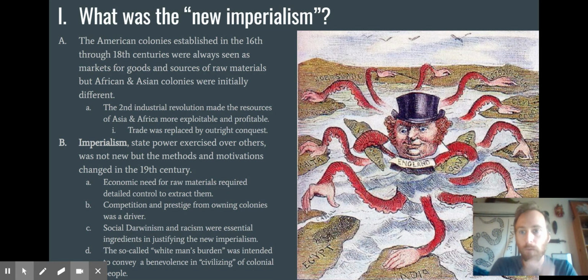The biggest difference with new imperialism is effectively that it became easier to imperialize around the rest of the world than it was in the colonial era in the United States, for example. So there are basically four different motivators or kind of definitions that give you a sense of what's new about the new imperialism. And this would be great stuff for your focus question. The first one is an economic need for raw materials requires control to extract them.